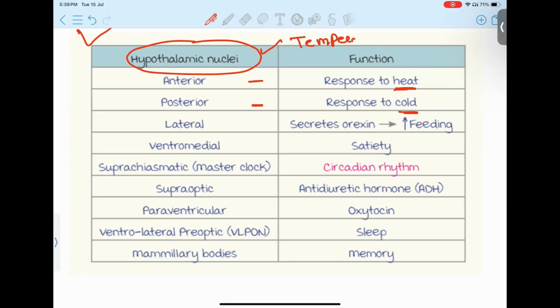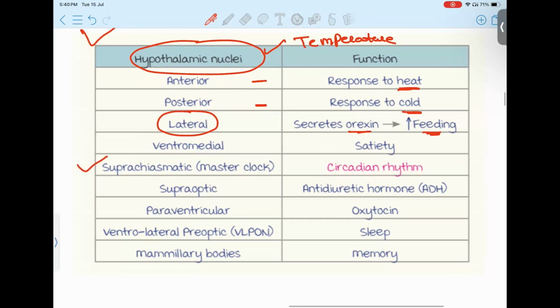So temperature regulation is maintained by your hypothalamus, and the lateral side of the hypothalamic nuclei is helpful for the feeding of the patient. Orexin is the common hormone secreted here. And the suprachiasmatic nucleus is for your circadian rhythms, and we can also say it is useful for melatonin. All right.